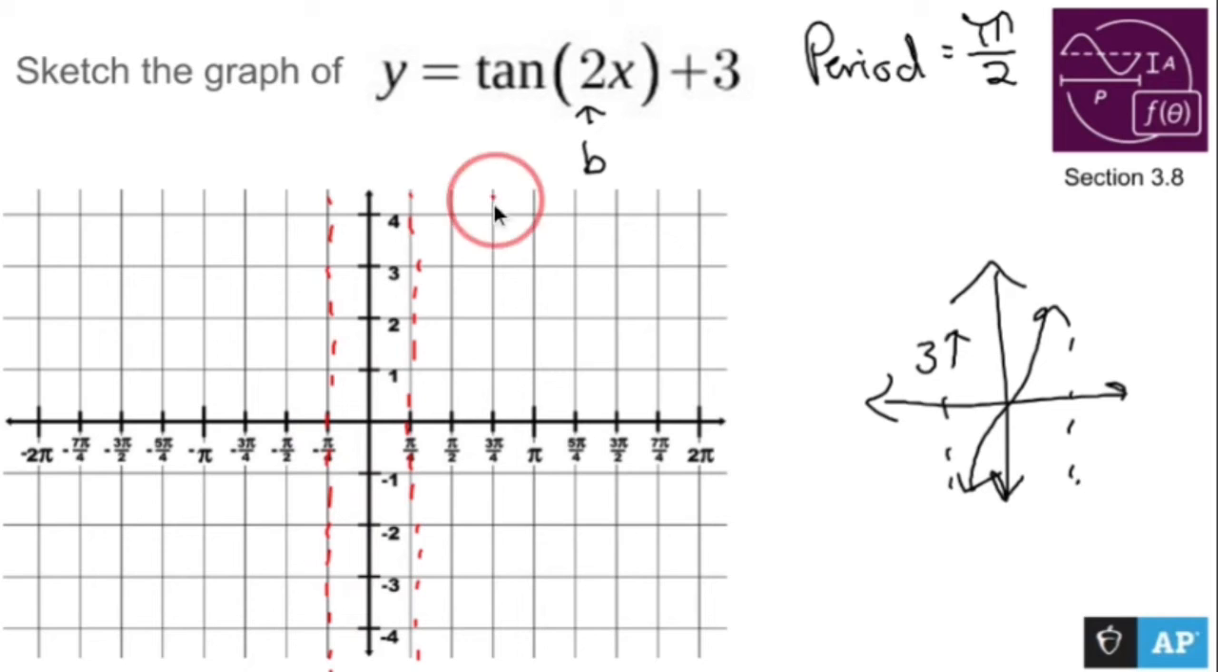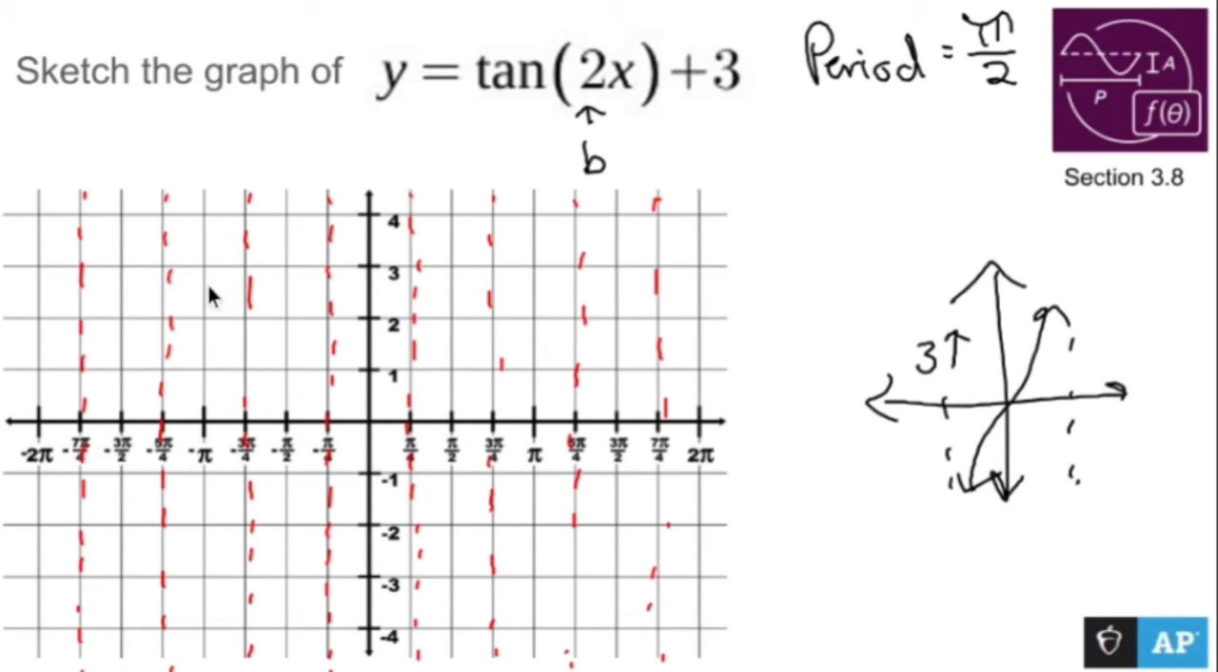So move over pi over 2, another one. Move over, another one. Move over, another one. Okay. Move over, another one. And when I'm saying 2, I mean every half a pi. Not every number 2, every half a pi.